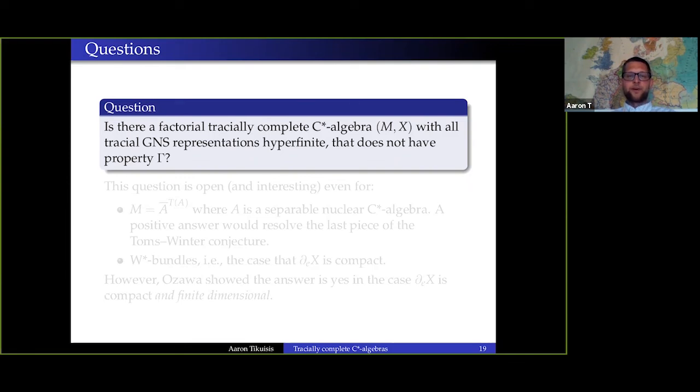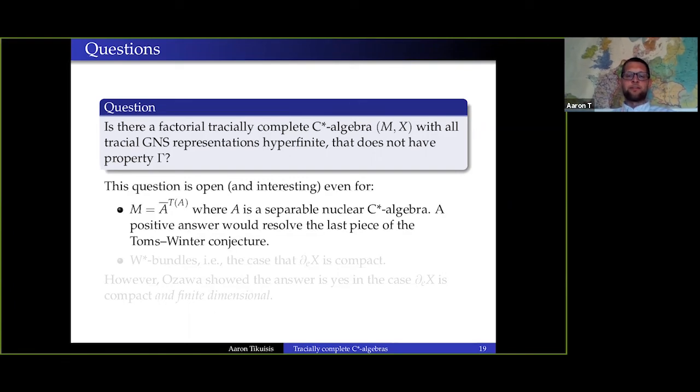Another question. In this result, when I talked about property gamma, I also mentioned this amenability hypothesis that we need to get a classification of these. So if we take something that satisfies this amenability hypothesis, do we automatically get property gamma? We don't know that, and again, we don't know this even for some special cases. In this case, if we knew that we got property gamma for free, then this would resolve the last piece of the Toms-Winter conjecture.